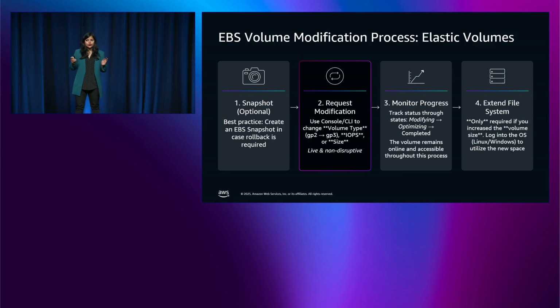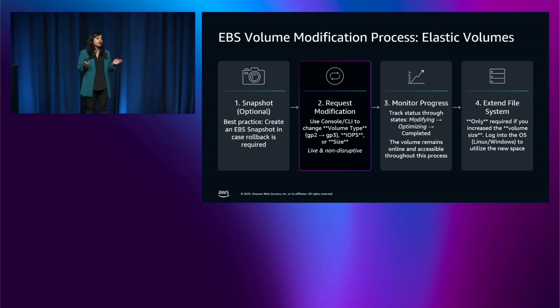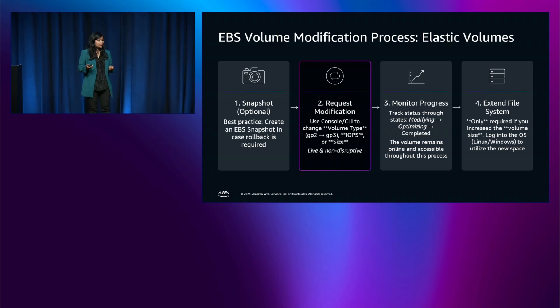Number 4, I want you to be cautious about sometimes EC2 instances don't recognize, especially the size change. For example, if you are using 100 gigabyte of volume and then you increase the size to 200, if EC2 does not know about that, you're paying for 200, but actually only utilizing 100 gigabyte. So extending file system helps to sync the physical disk space with the EC2 instance.